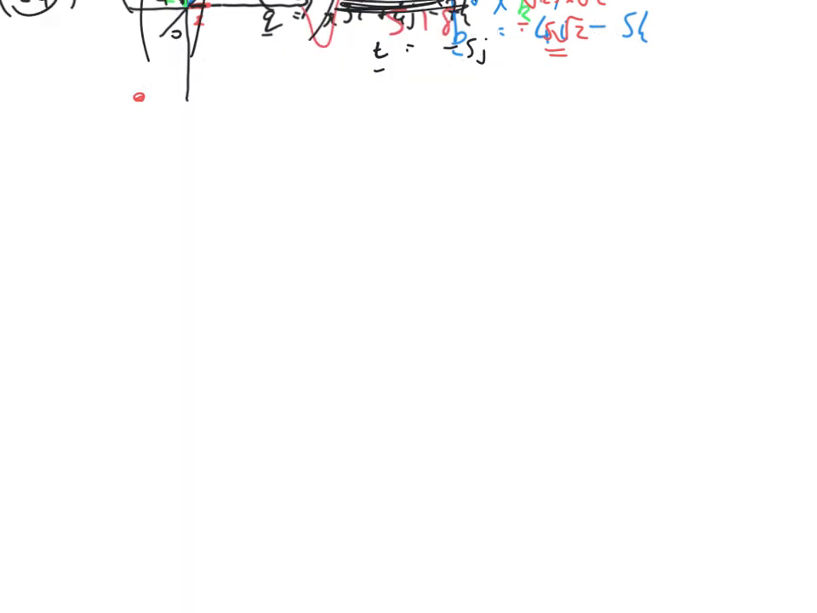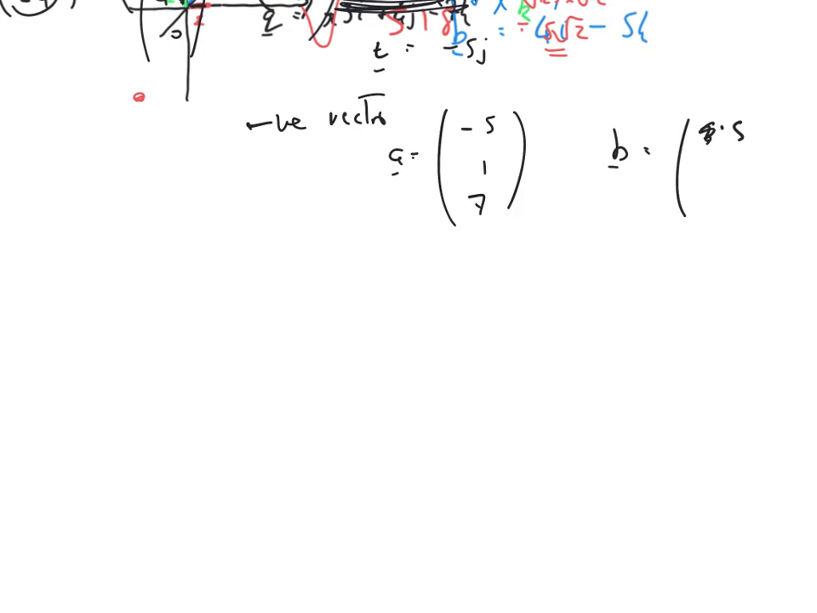Okay, let's now think about the negative vector. Let's say we had a vector a, which was minus 5, 1, 7. Then the negative vector is just an inversion of the sign. So minus 5 becomes 5, 1 becomes minus 1, 7 becomes minus 7. Dead straightforward.